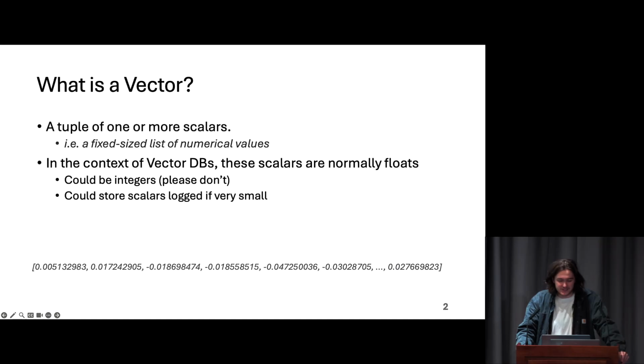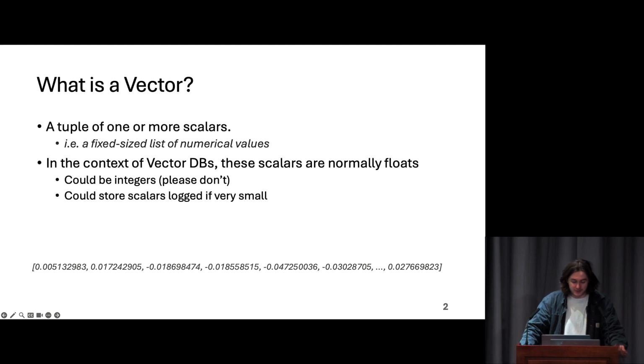I think the very first thing we should cover is, okay, what is a vector? Let's formalize this. It is a tuple of one or more scalars. So as in just a fixed size list of some length of a bunch of numerical values. It doesn't matter whether they're floats or integers, really. Please don't use integers for vectors in the context of a vector database.